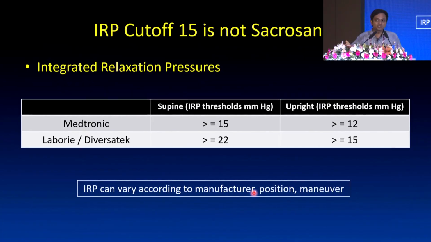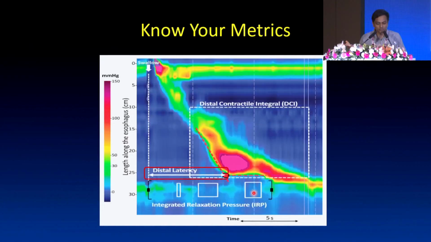So your IRPs change according to the patient's posture, and we need to know that, and don't stick to this cutoff of 15. You can have cutoffs which are more or less than 15 and still be abnormal, right? Then comes this important metric called distal latency. So what does distal latency actually mean?